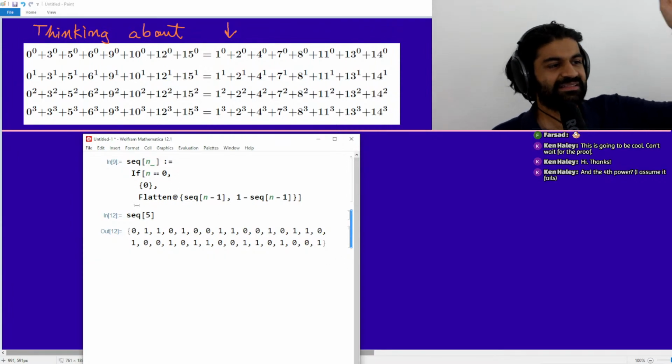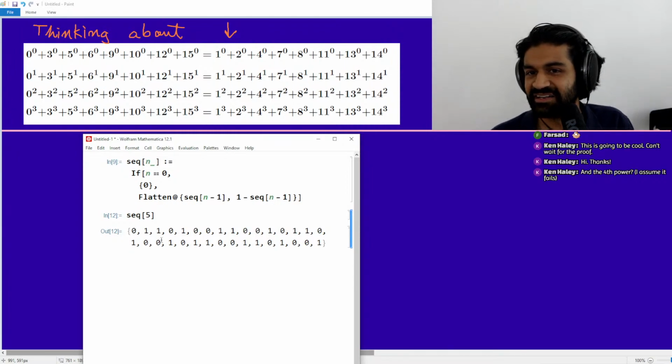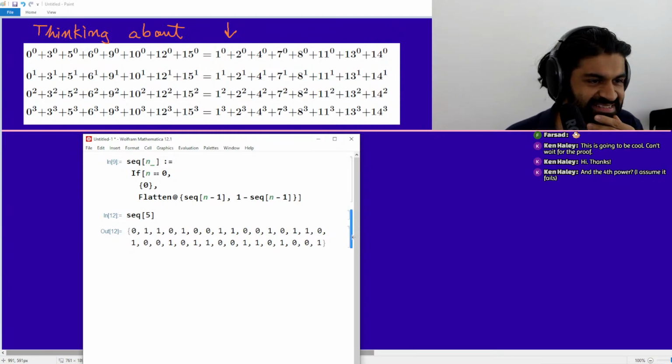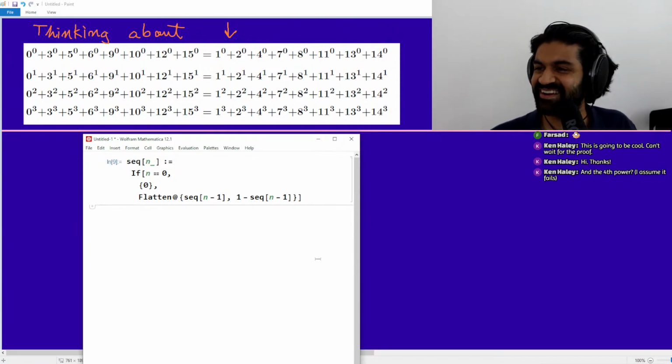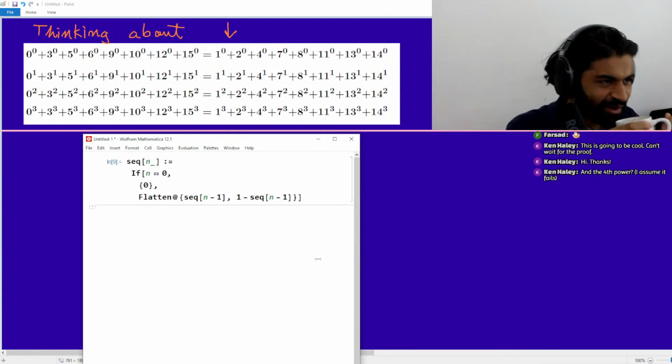So the input here is n basically, and you get a sequence of length 2 to the n. So hopefully this makes sense. I'm not blowing anyone's mind here with this crazy programming. All right.